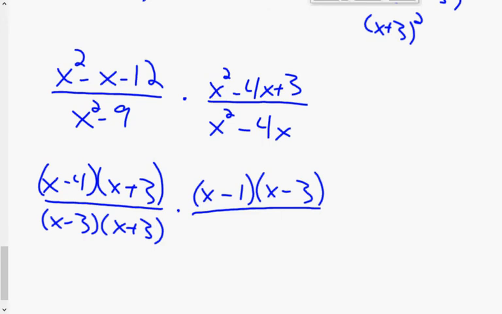Now the bottom one, x squared minus 4x. There's no real trick to that one. There's no difference of squares. There's just a common factor of x that I can take out of everything.